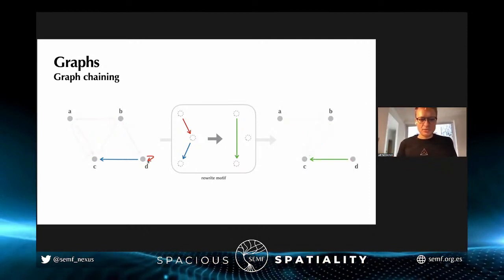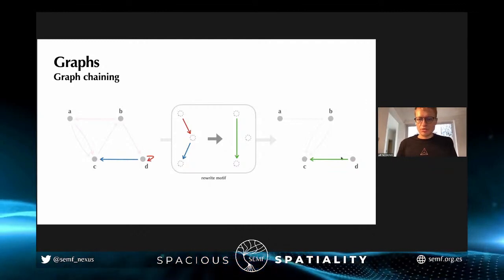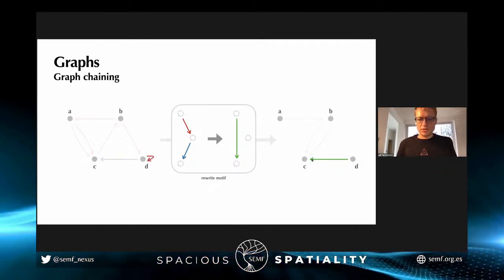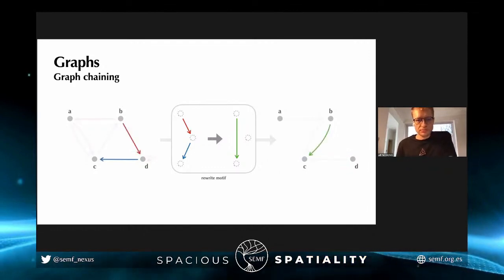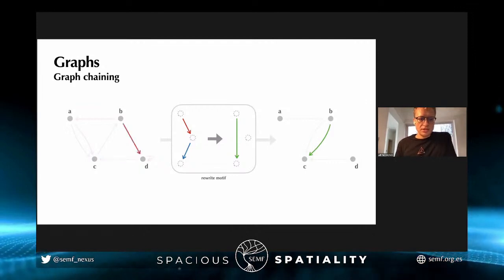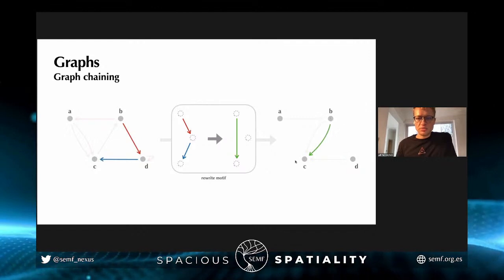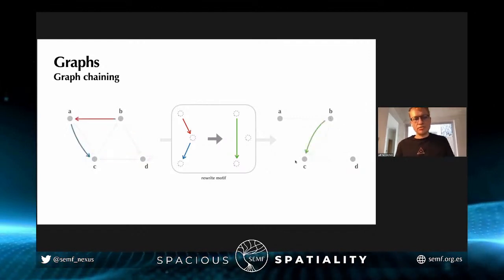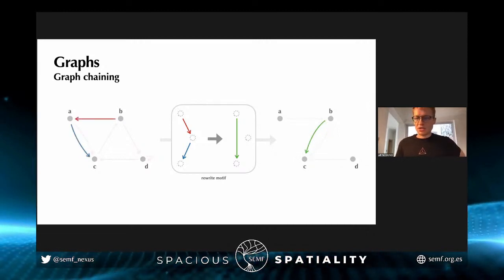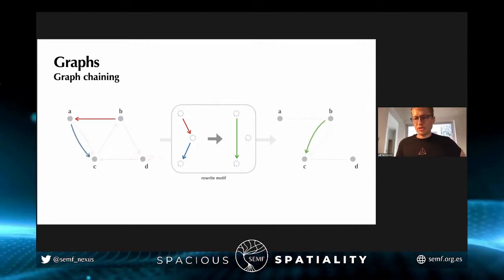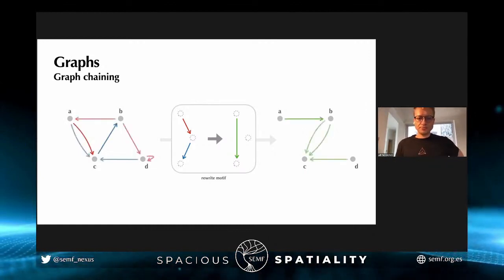Let's take a look. So let's look at this particular pair. We've got a red edge here and a blue edge here, and that corresponds to this green edge between D and C. Here's another example. We have a red edge from B to D and a blue edge from D to C, and that gets rewritten to the green edge from B to C. Now we have a red edge from B to A and the blue edge from A to C, and that gets rewritten as a green edge from B to C. And the final example there.